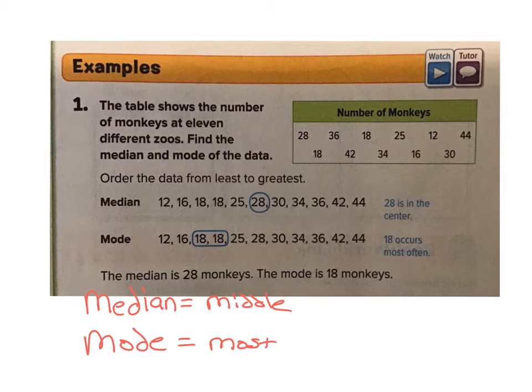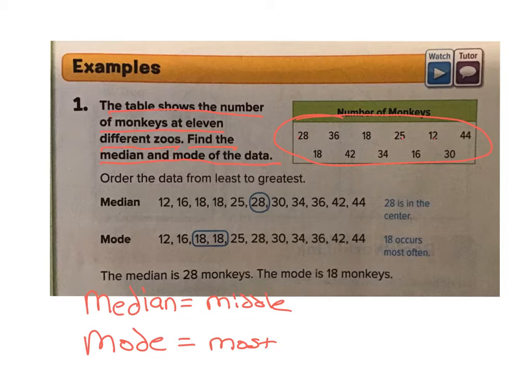Okay, so we have an example here. The table shows the number of monkeys at 11 different zoos. Find the median and mode of the data. So we have all this data, 28, 36, 18, 25, 12, and so on.